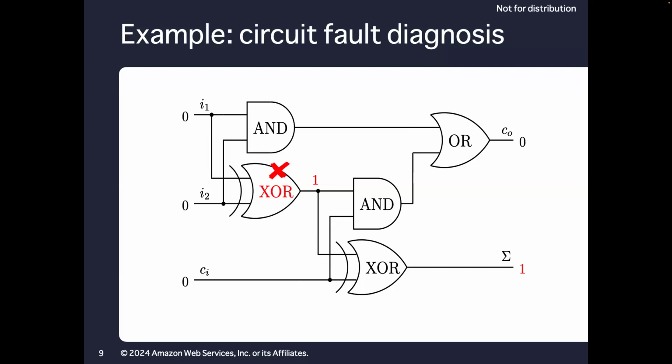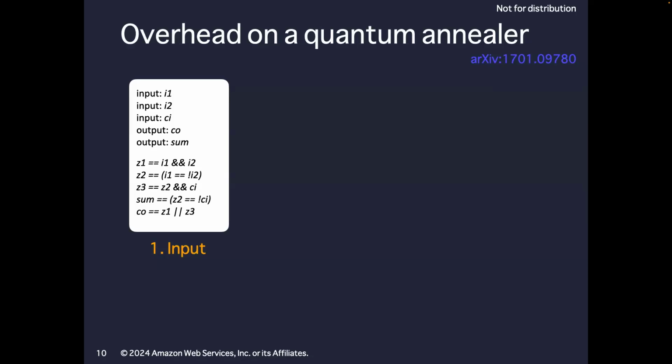Now, what if you wanted to solve this on a QUBO solver? And I say QUBO solver very broadly speaking, because it can be an algorithm, it can be a quantum annealer, it can be a neutral atom device like from QuEra. Well, the first thing you do is you write down your math. You have your inputs, I1, I2, C1, you have outputs, CO and the sum. And then you basically have the Boolean equations that represent what the circuit is doing. And this is, in this case, what the circuit that I showed you in the previous slide is doing.